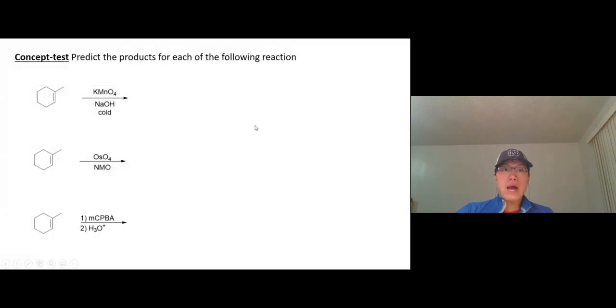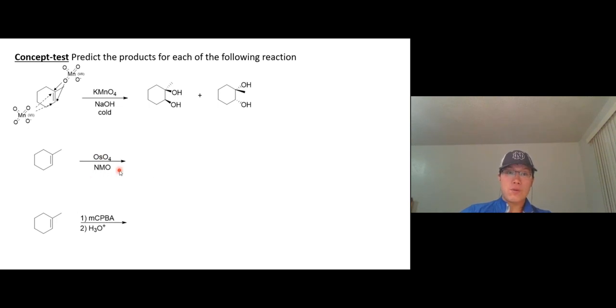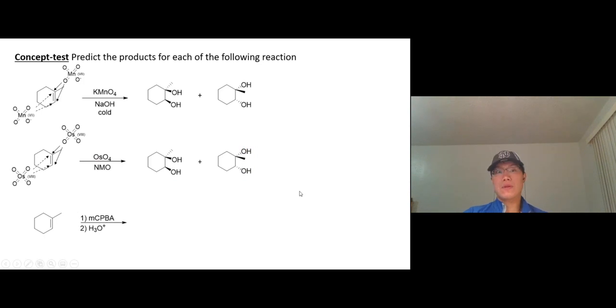Okay. All right. Predict the products here. So potassium permanganate in basic solution, cold temperature. This one is going to be the syn dihydroxylation, so watch out for the stereochemistry. Manganese can approach from the top face, so you get that. It can go from the bottom as well, and you get the other one. They're enantiomers. All right. Now osmium tetroxide does exactly the same thing, with NMO as the recycle. Osmium can come from the top, and you get one isomer, with both OH groups on wedge lines. And osmium tetroxide can come from the bottom, and you get OH groups on dashed lines.